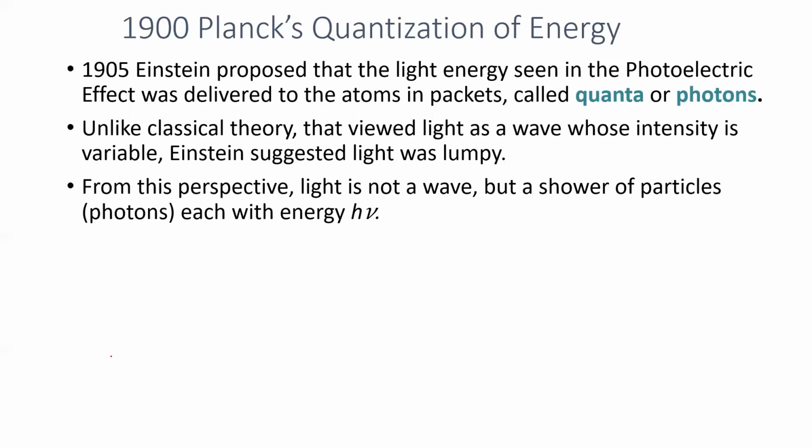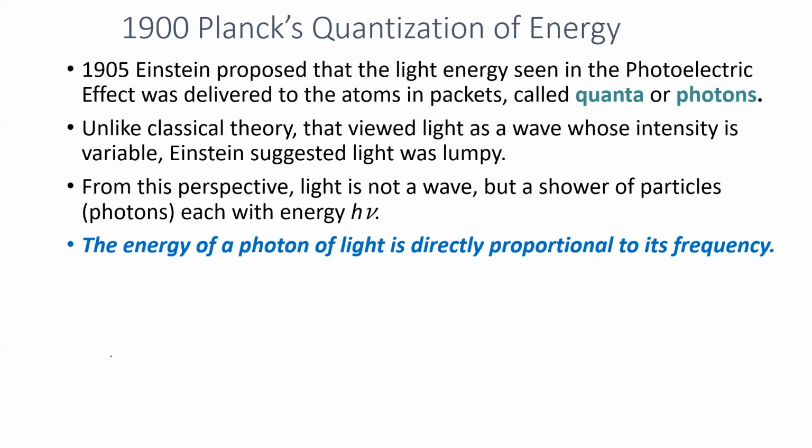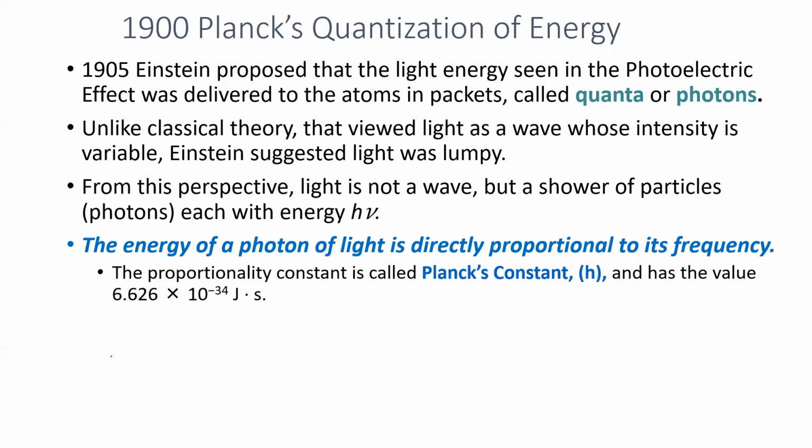Each particle, each photon, has a certain amount of energy, and it's Planck's constant times the frequency of light. So the energy of a photon of light is directly proportional to its frequency. Using Planck's constant of 6.626 times 10 to the negative 34 joule seconds, we get two equations. Again, energy is directly proportional to frequency. As frequency increases, so does energy. We saw that ultraviolet light has a higher frequency, a shorter wavelength, and has more energy.